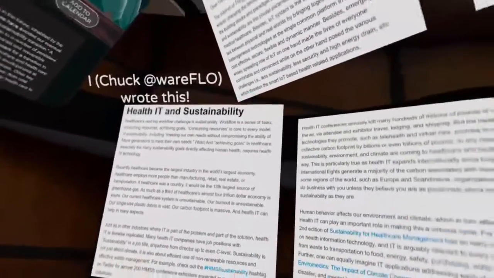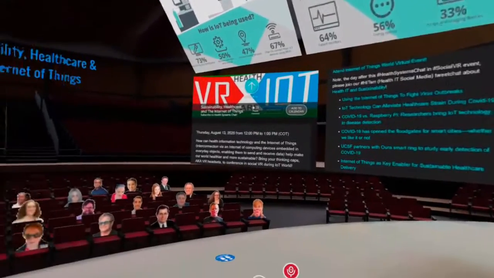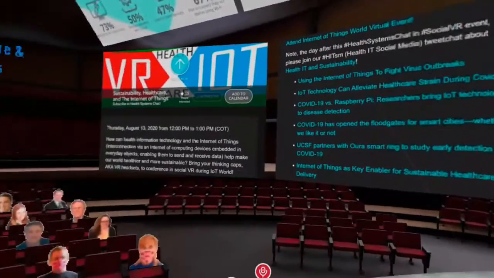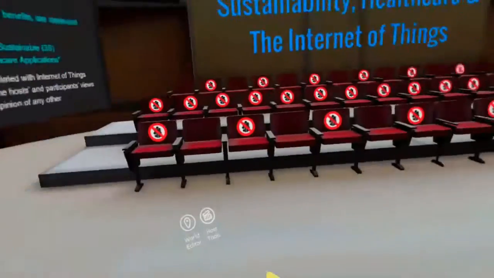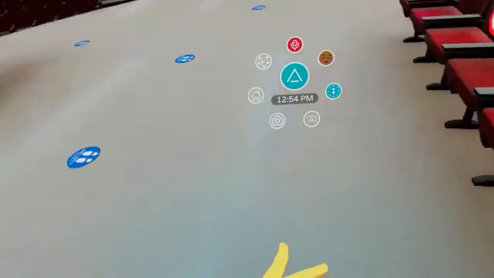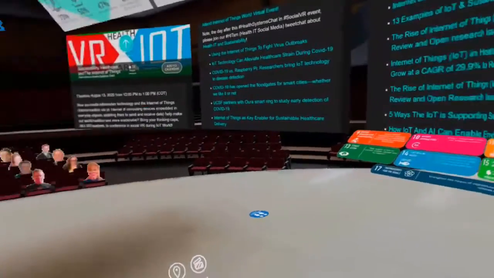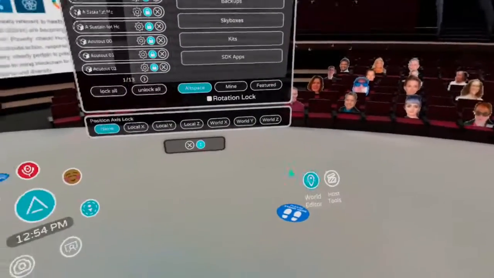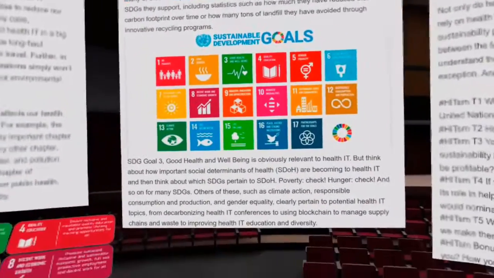Health IT and sustainability. This is actually the second year that we've done a Health IT in Healthcare event during the annual Internet of Things World Virtual event. So we've got some infographics here. We have stickers for social distancing, so I'm not supposed to sit there. We've got please stand here. So it's very topical. And we are going to be talking about, amongst many things, the United Nations Sustainability Development Goals.